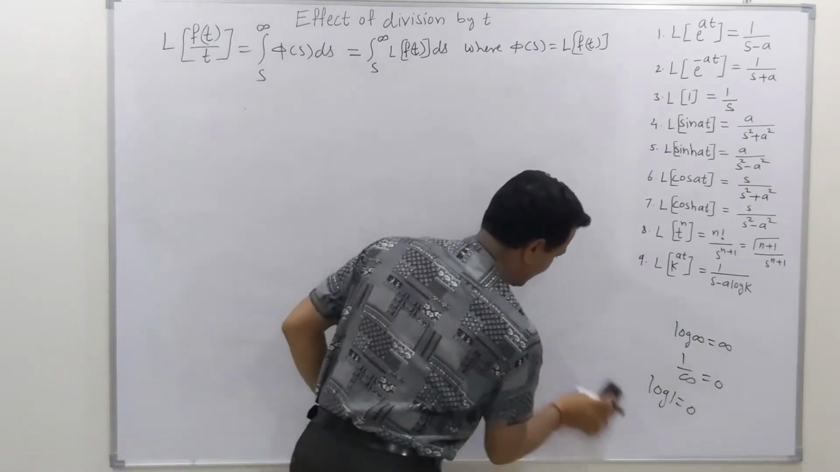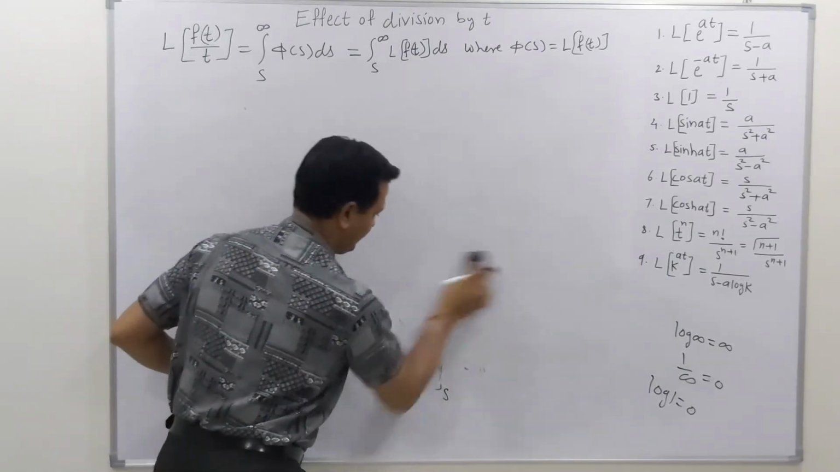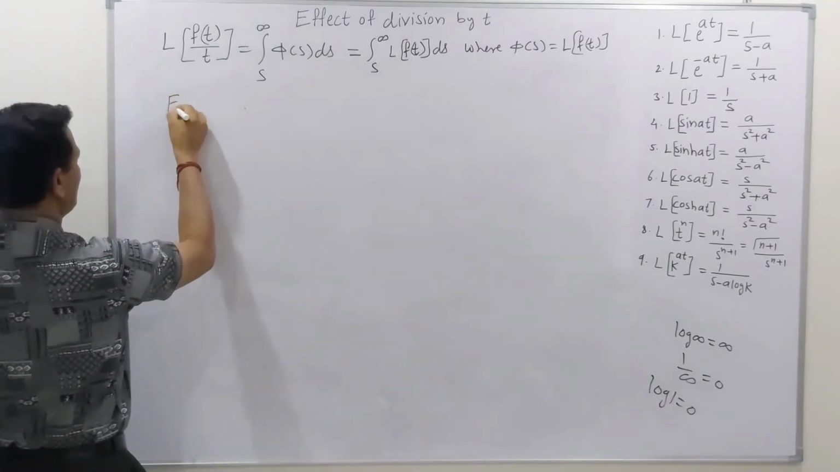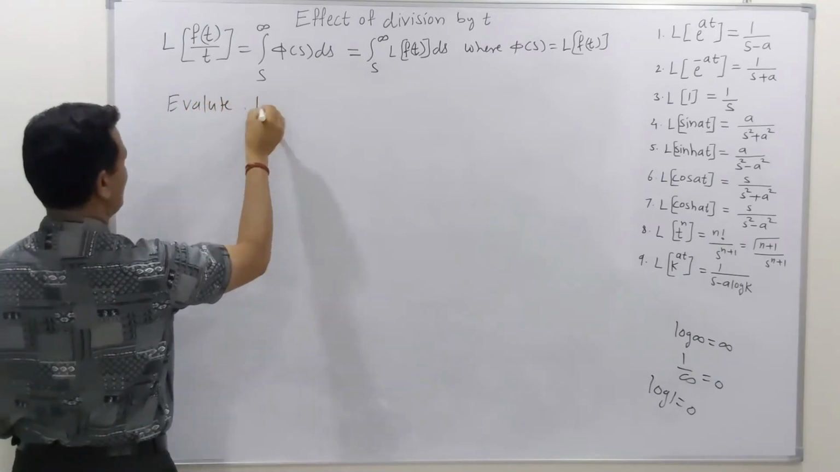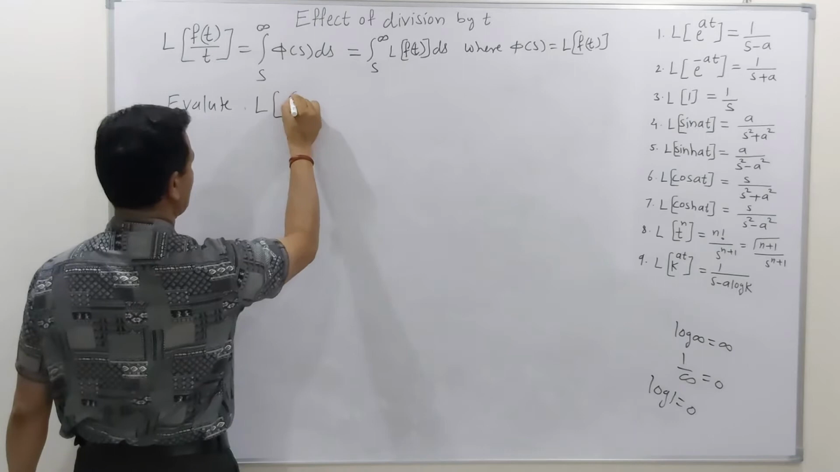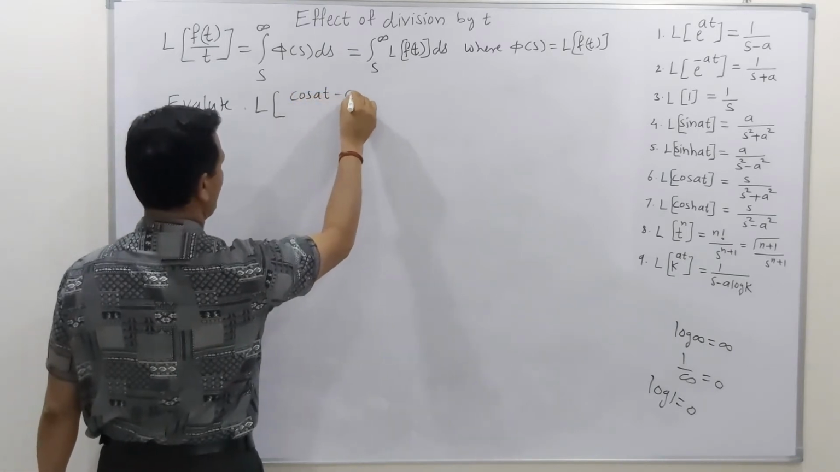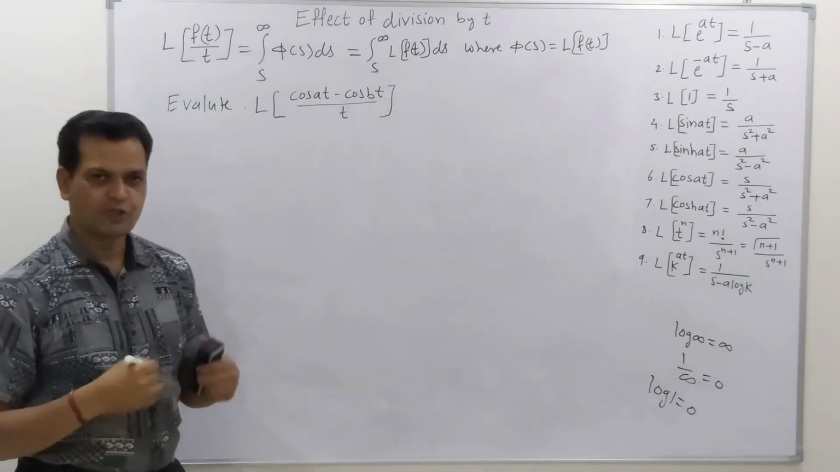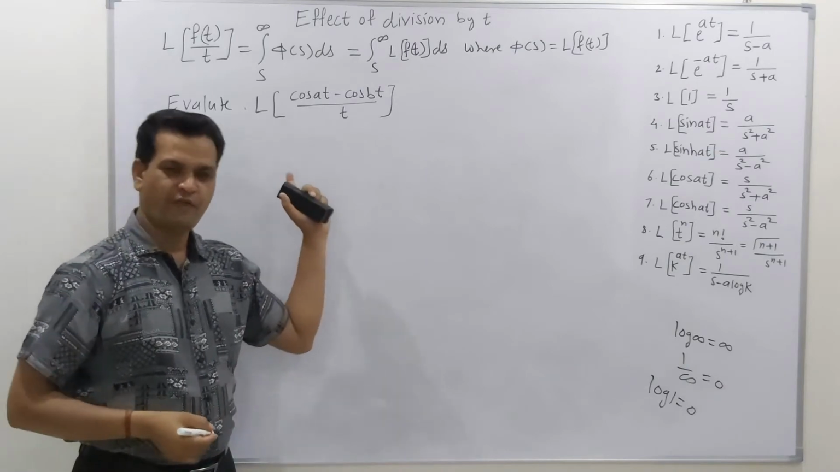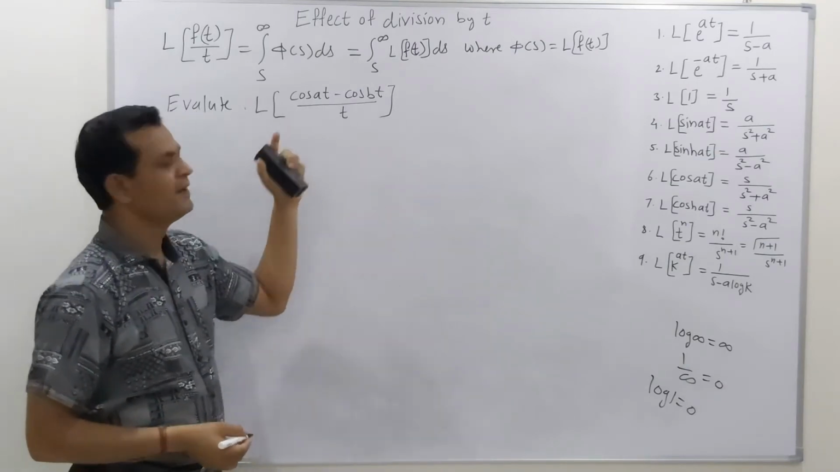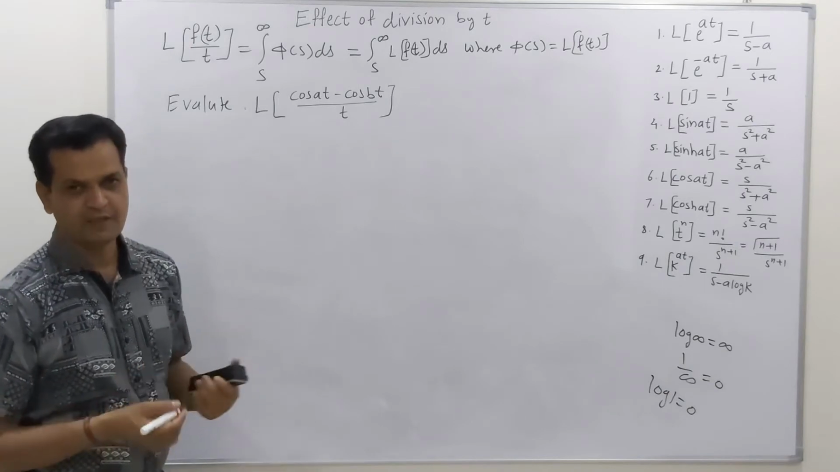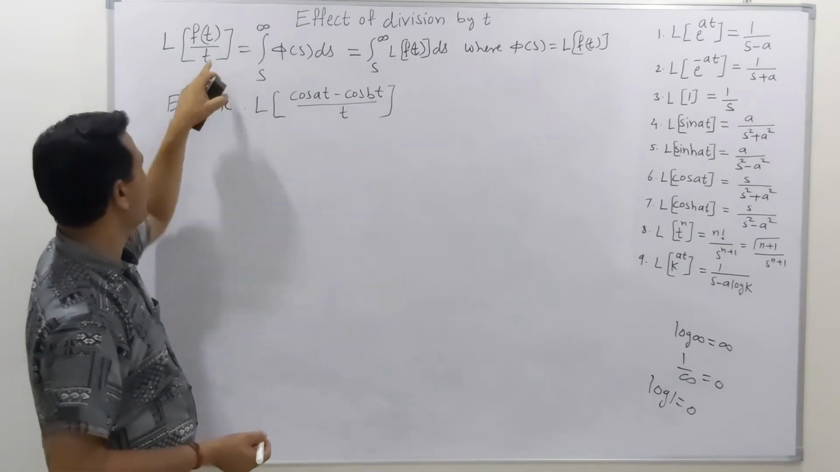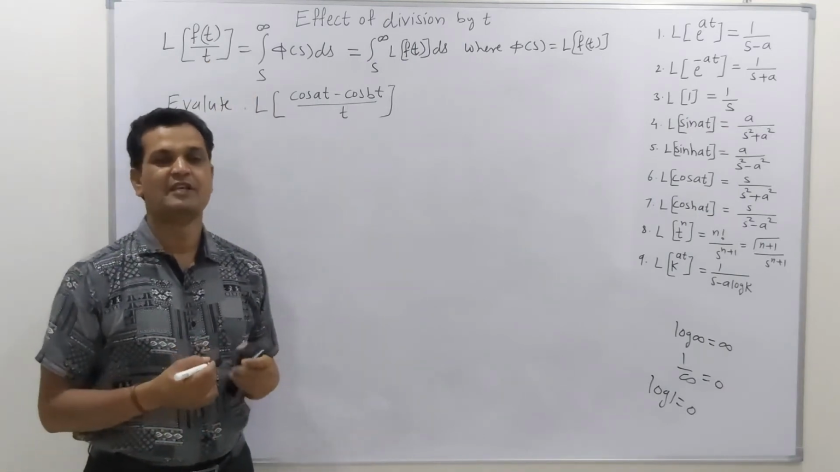Now the next example is: evaluate the Laplace transformation of cos of at minus cos of bt upon t. Or in a question paper, they may ask: find the Laplace transformation of cos of at minus cos of bt upon t. So here the t term is present in the denominator.